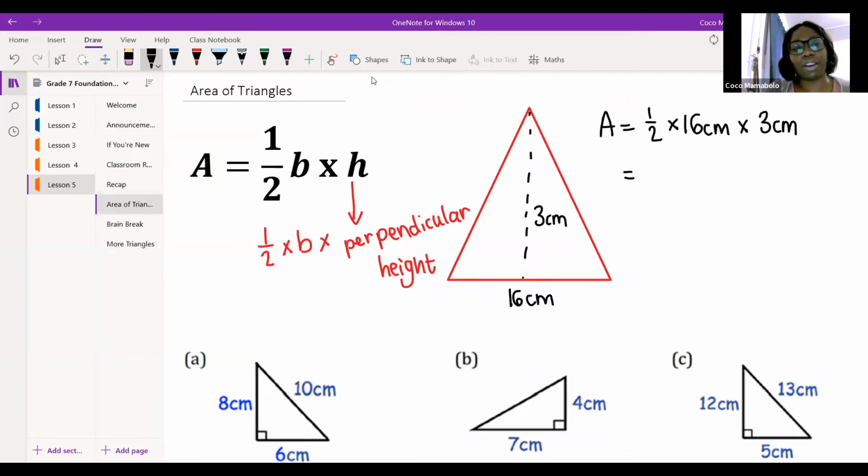Thank you, guys. Yes, half of 16 will be 8 centimeters multiplied by 3 centimeters. And that's going to give me 24 centimeters squared. Do not forget my squared. Excellent. And remember, guys, this is actually how we write it. We always go, therefore, area is equal to 24 centimeters squared.